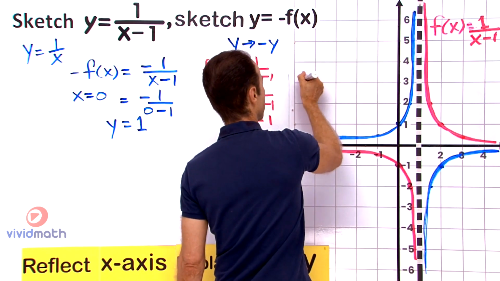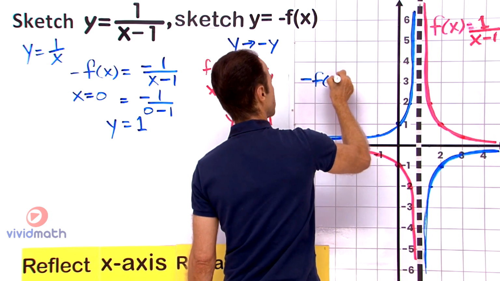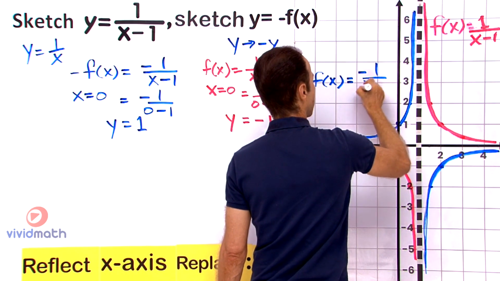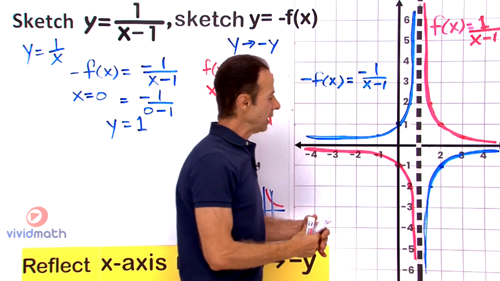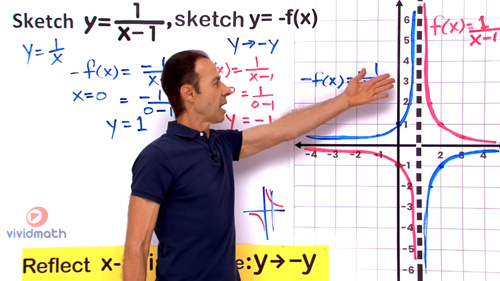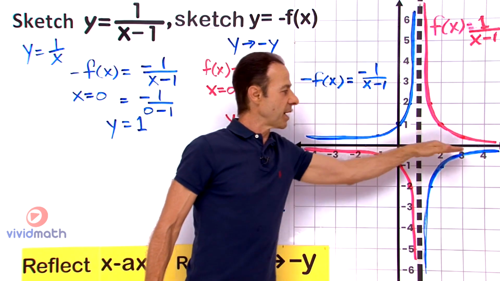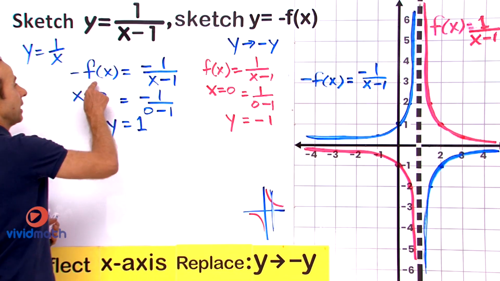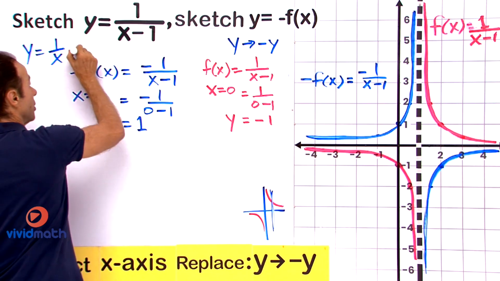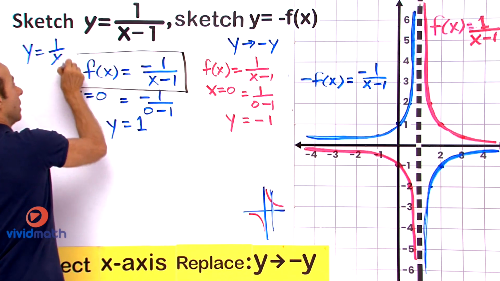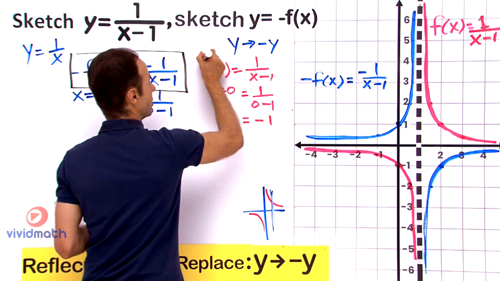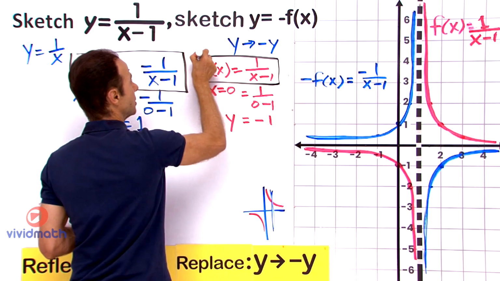So now we've got negative f(x), and that equals negative 1 all over x minus 1. You can see quite clearly the red has been reflected about the x-axis up like that, and there it is mirrored about the x-axis. So negative f(x) equals negative 1 on x minus 1. We just put a box around that. That's our negative f(x), and f(x) is equal to 1 over x minus 1.